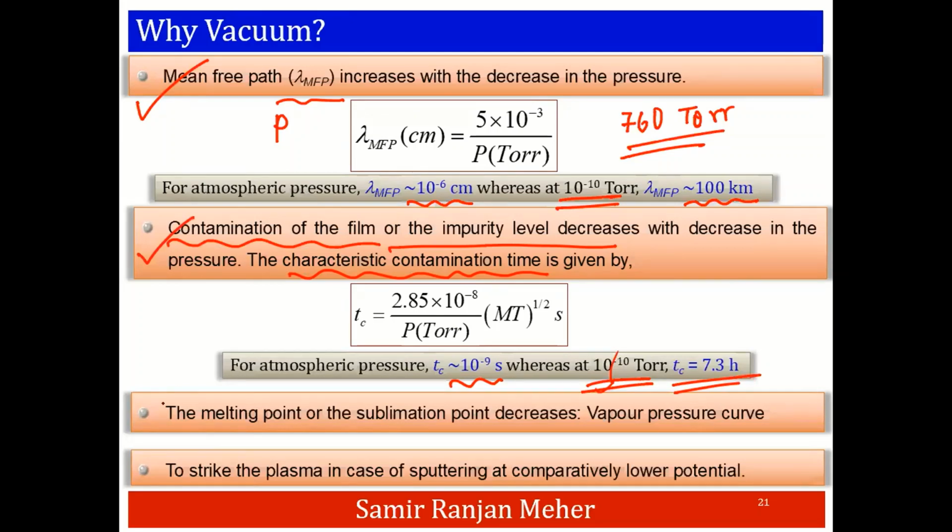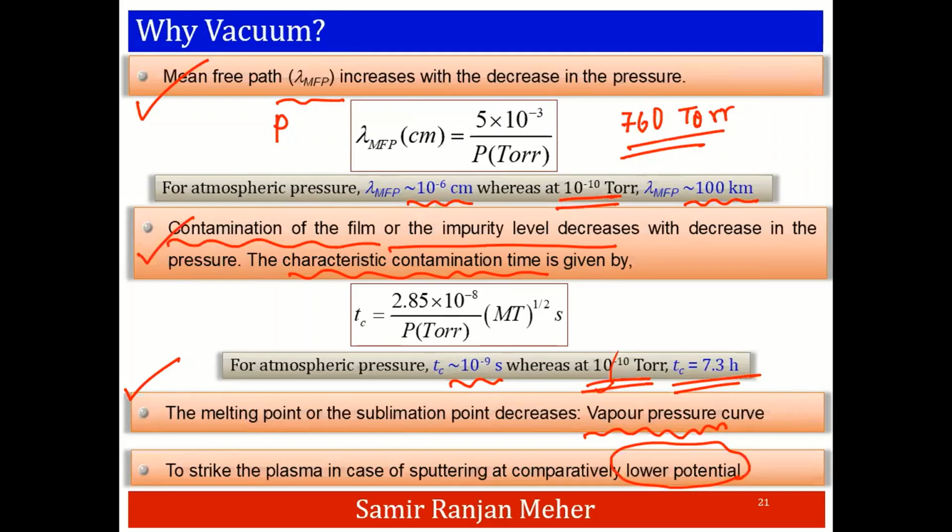Another advantage that we get is related to evaporation. The boiling point or the sublimation point decreases because the vapor pressure is going to be higher. So as a result, the boiling point or the sublimation point decreases. Another benefit is that we can strike the plasma at a very low voltage when we have reduced pressure.